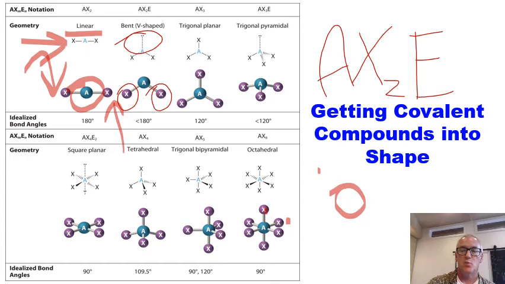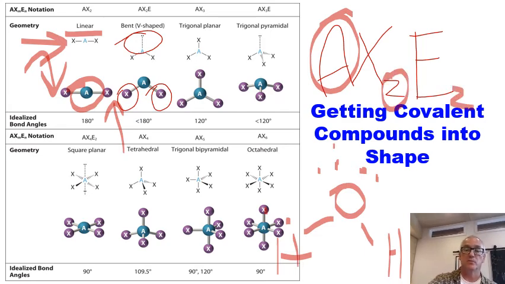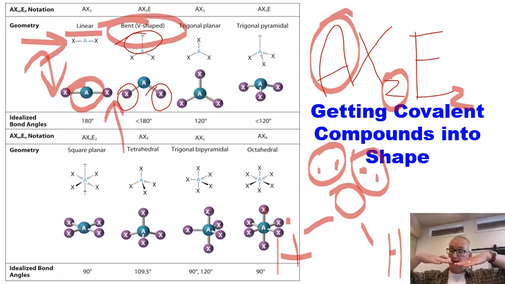Oxygen has 2 lone pairs, and a hydrogen here and a hydrogen here. So A is the oxygen. It has 2 bonding regions, and it has 2 lone pairs. So what kind of shape is that? That is bent. That's why it isn't linear.